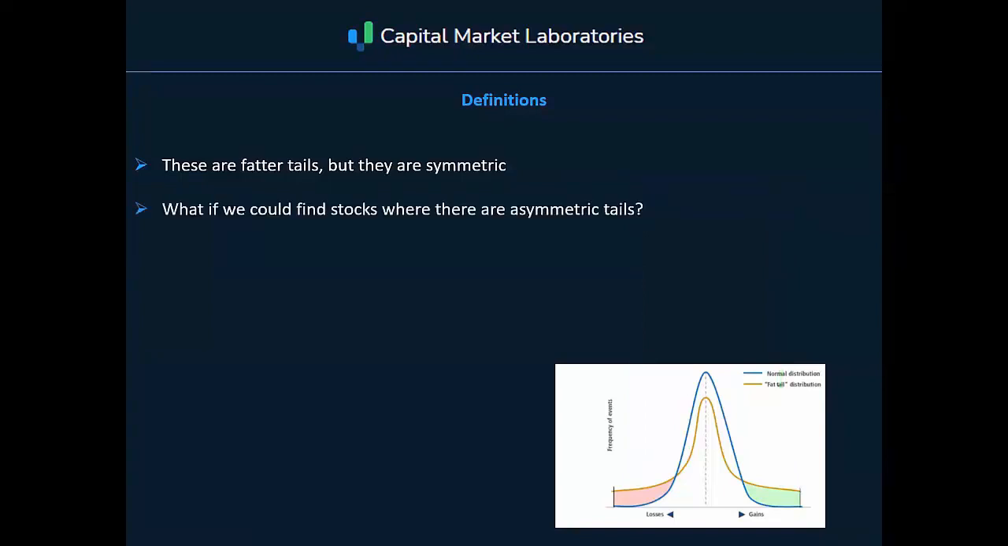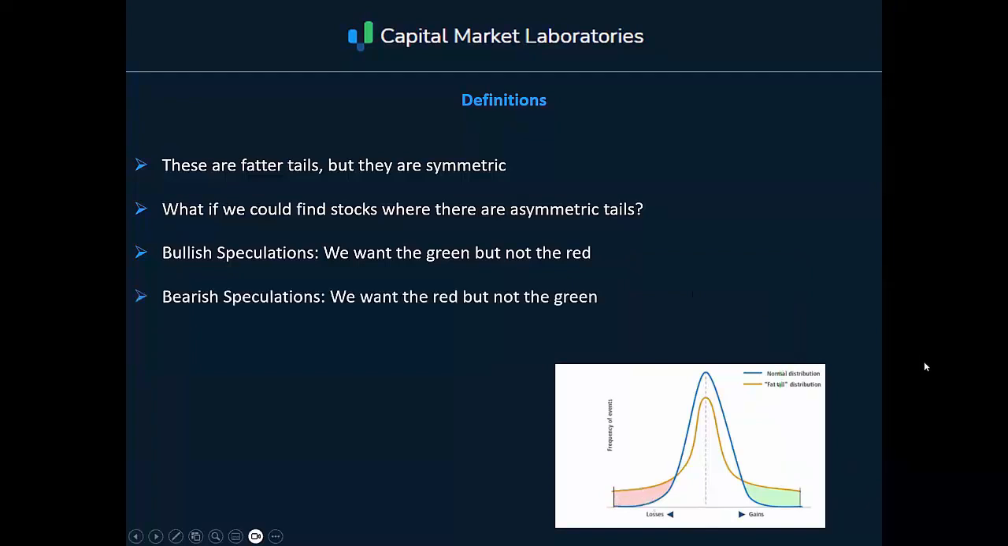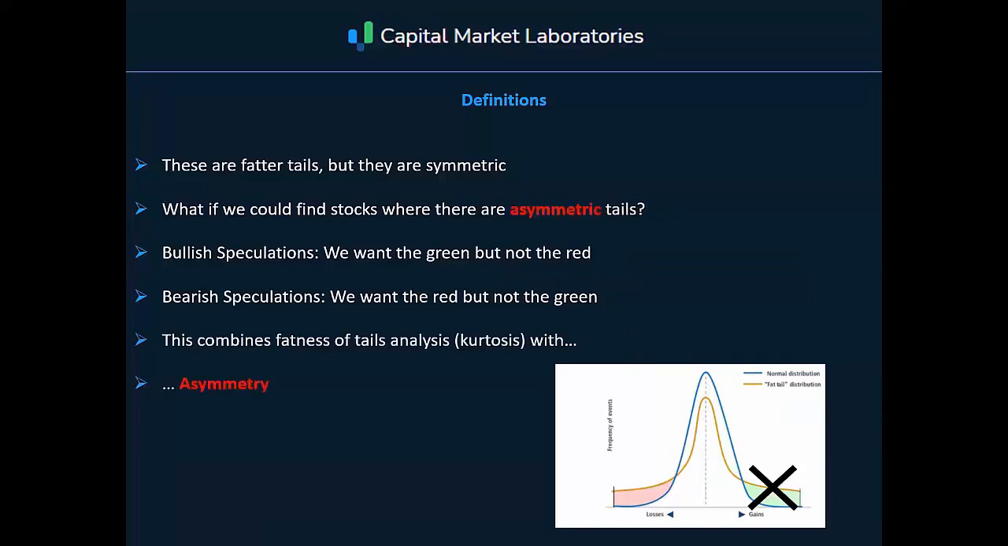What if we could find stocks where there were asymmetric tails, right? So for example, a bullish speculation, we would want the green, but not the red. We'd want this, right? But we wouldn't want this. We'd want an asymmetry. We'd want the upside to be greater than the downside. Or in a bearish speculation, we would want the red, but not the green. We'd want this, but not this, where the downside is greater than the upside. That would be an asymmetry. So this combines the fatness of tails analysis, kurtosis, with asymmetry.